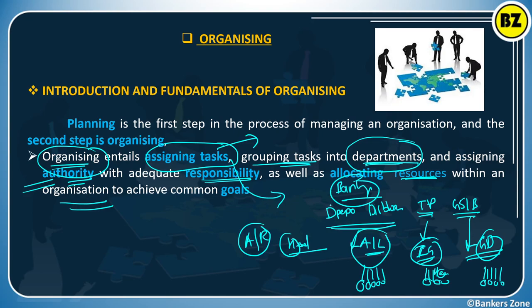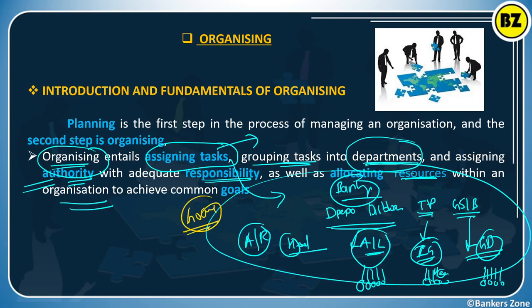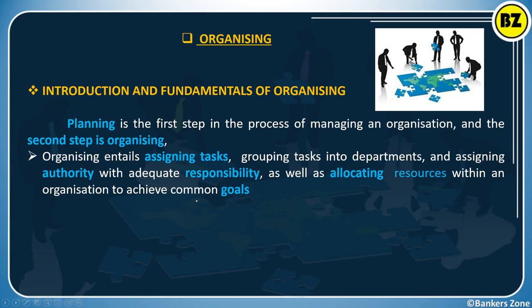So what is organizing? All these groups will work for achieving the common goals of the bank. Simply put, organizing starts with assigning tasks to particular employees. Then you can make departments in the company or in your factory. Apart from that, you can assign authority and responsibility, as well as allocate resources to achieve the common goal. This is basically what organizing entails. So this is an overview of organizing.